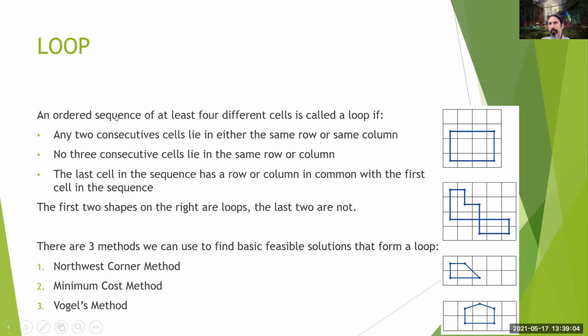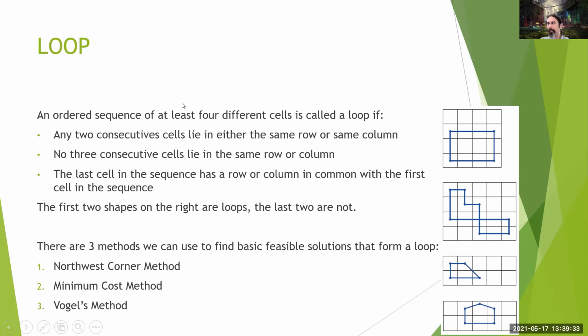Okay, a loop is an ordered sequence of at least 4 different cells, where any 2 consecutive cells lie in either the same row or the same column, for example, like this one. As you can see, we can have more basic variables around, but a loop is always like this. I'm trying to find something like this or like this. All those corner points are basic variables. This is the loop.